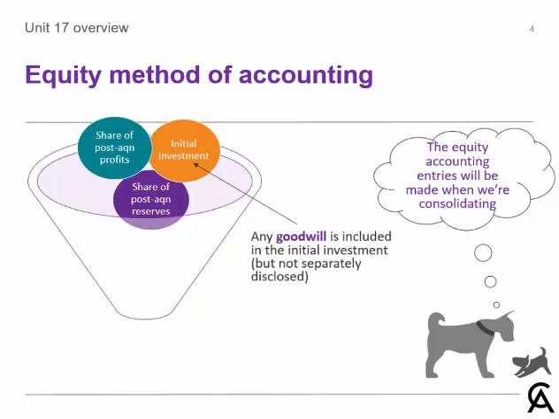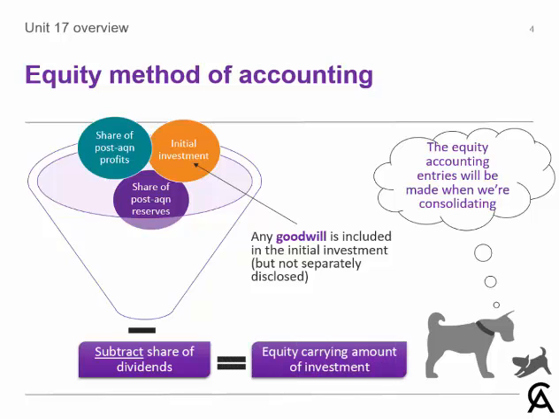If there's any goodwill, it's going to be caught up in the initial investment cost. But really importantly, when we look at IAS 28 with the equity method, we don't separately disclose an asset for goodwill. We did that when we were looking at a subsidiary in Unit 16, but not in Unit 17 when we're putting together our equity accounting entries. Any dividends that we've earned from that joint venture or associate, we subtract. And then the sum of those different values is what we call the equity carrying amount of the investment.